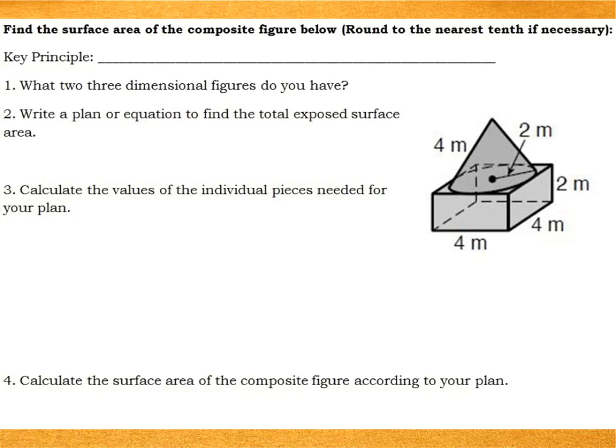Now let's do a surface area example. These tend to be a little bit more complicated, but we can do it. We still start with recognizing what three-dimensional figures we have. In this case, we have a cone sitting on top of a rectangular prism. Step 2, we again are going to write a plan to find that total exposed surface area.